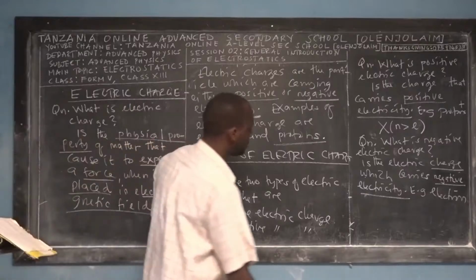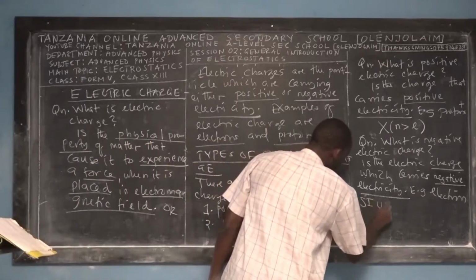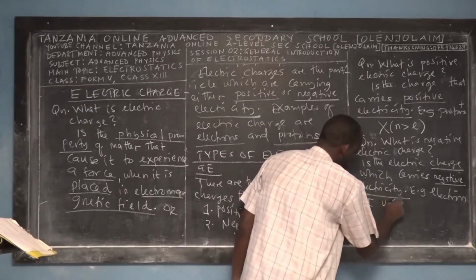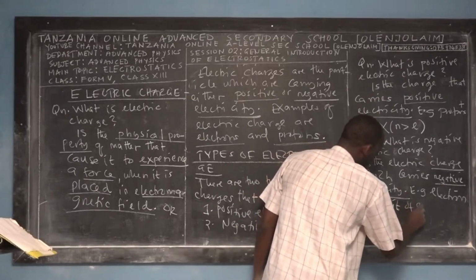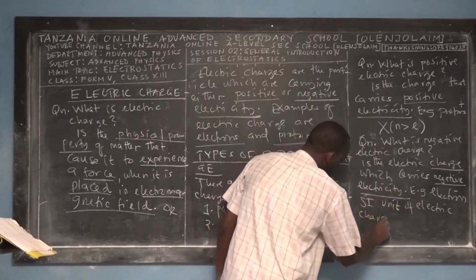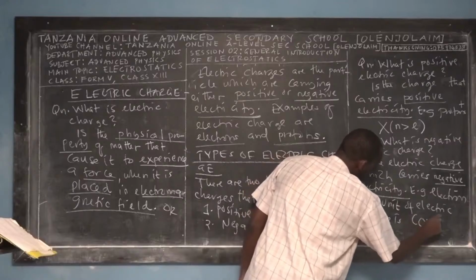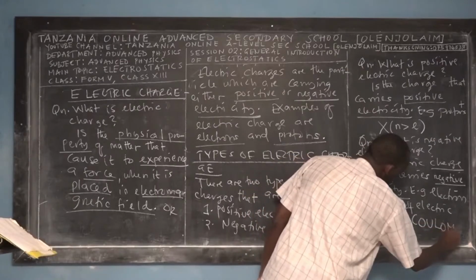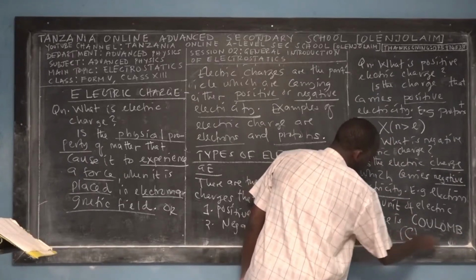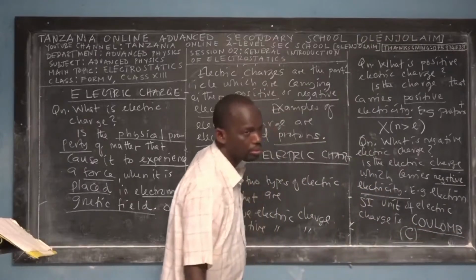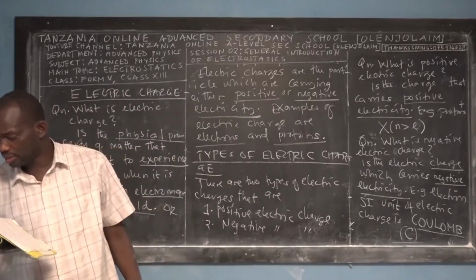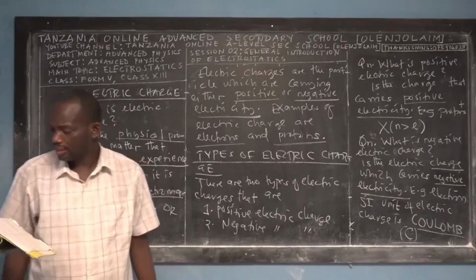Then again we say, what is the SI unit of electric charge? The SI unit of electric charge is Coulomb. Say Coulomb. So the symbol is capital C. Coulomb is the name of the physicist who did a lot of experiments in electrostatics.